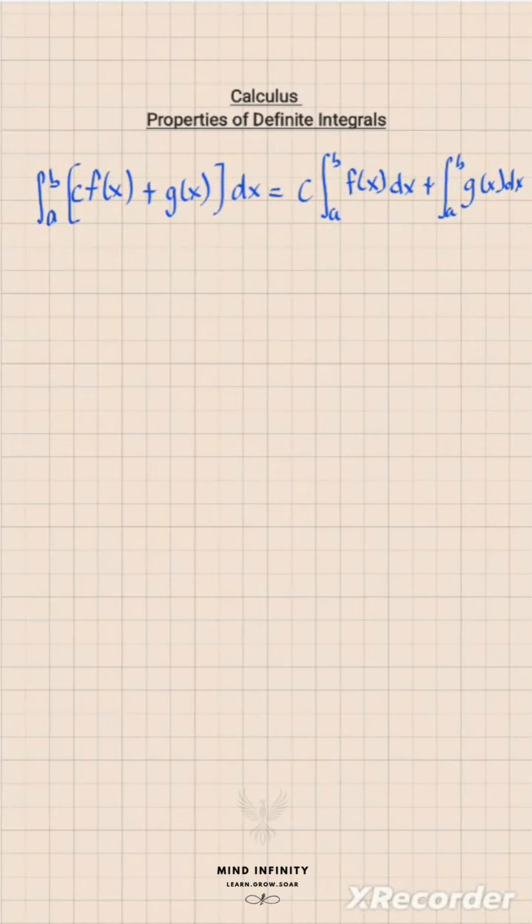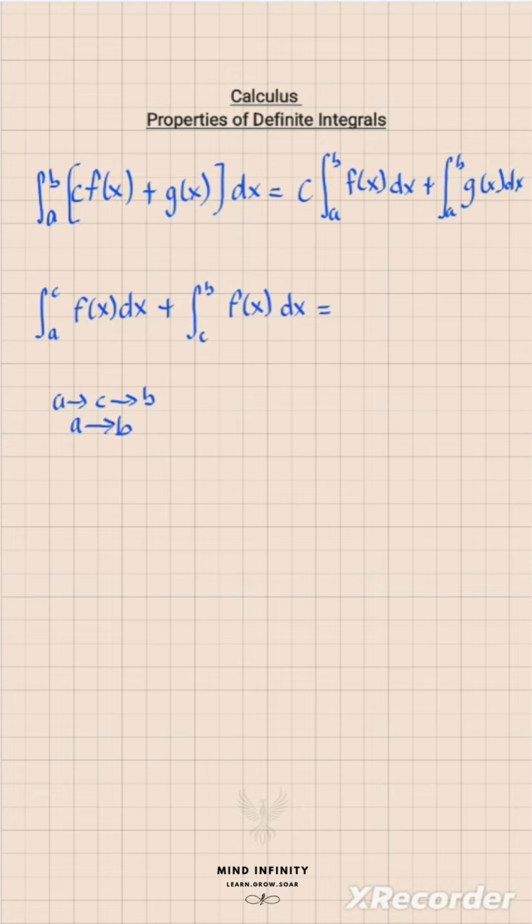Next, there is the addition over the intervals. So let's say you have an integral that goes from a to c of f of x dx, plus another integral that goes from c to b of f of x dx. So it goes from a to c, and then from c to b. Now this is the same thing as going from a to b, because these are the same, and because they're the same, you can just go from a to b. So it is equal to the integral from a to b of f of x dx, simply because they're the same here. If it was different, then it wouldn't work.